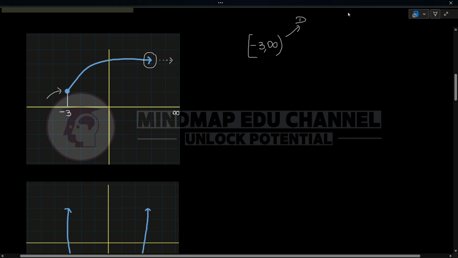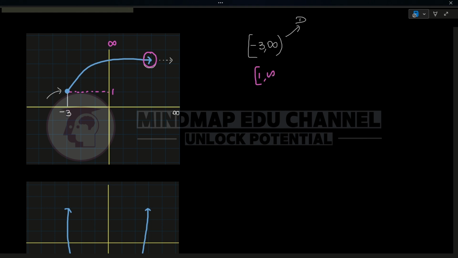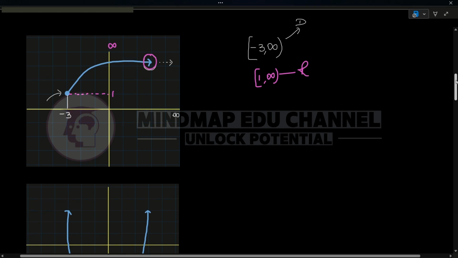So this is a domain. Now let's find the range. For range, focus on the y values. So the lowest y value here is 1, and what is the highest y value? See, the arrow is going towards plus infinity. So the range will be from 1, which is included, till infinity. So this is range. I hope it's getting clear.